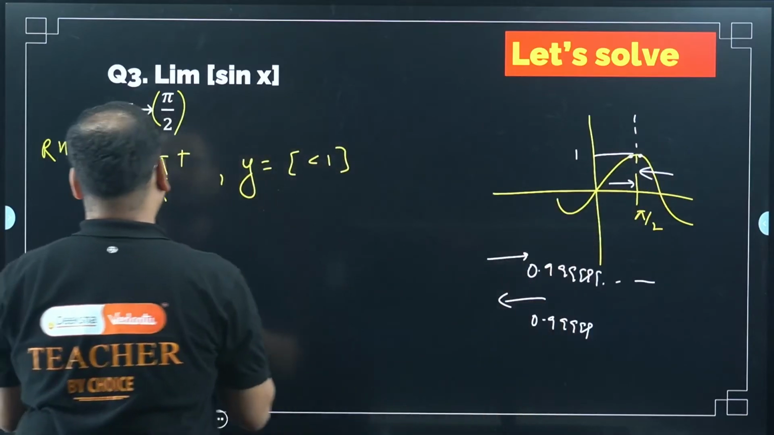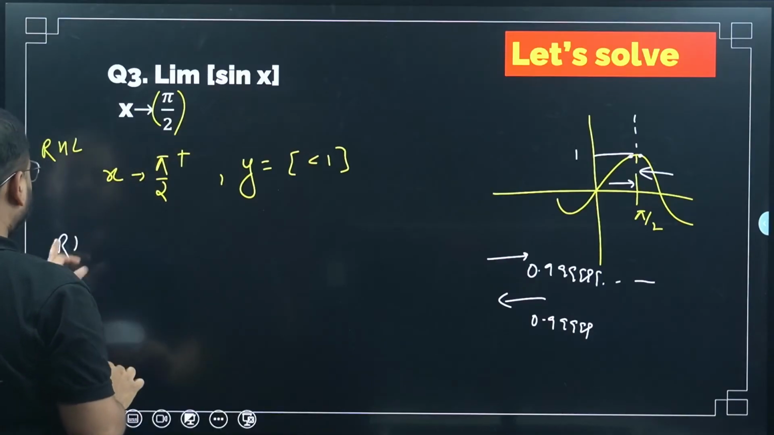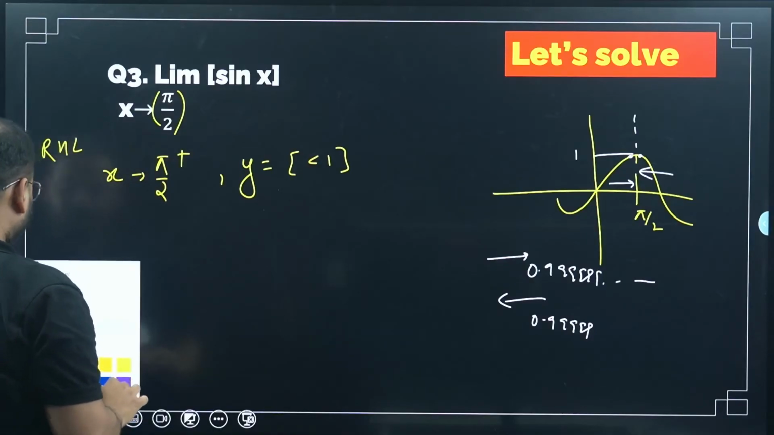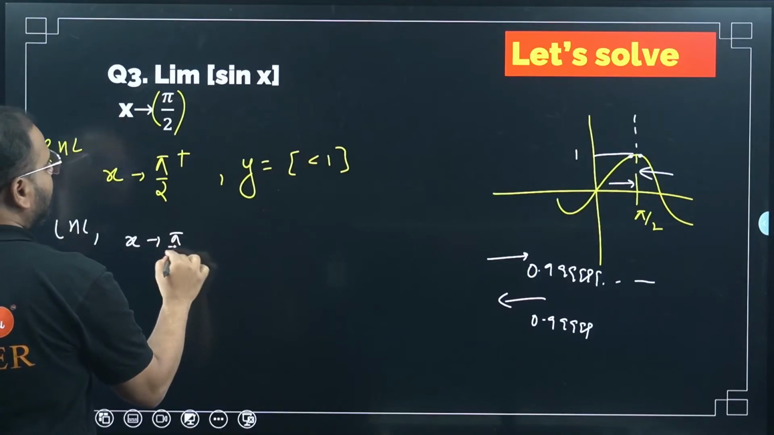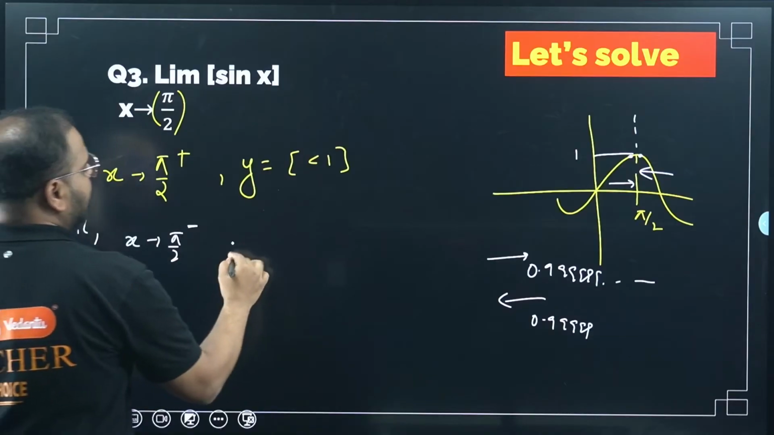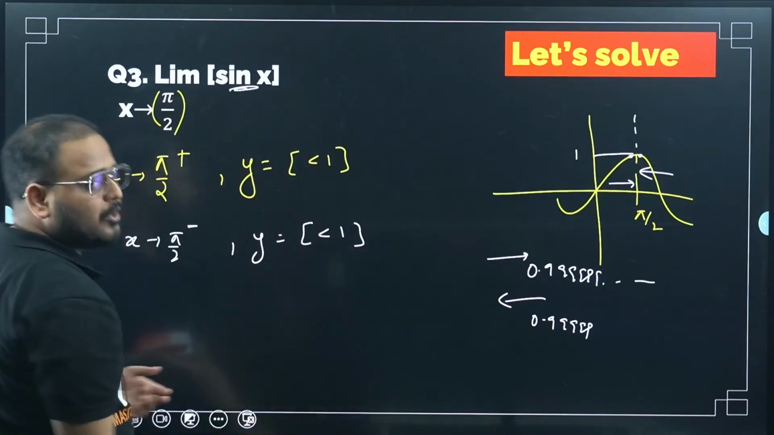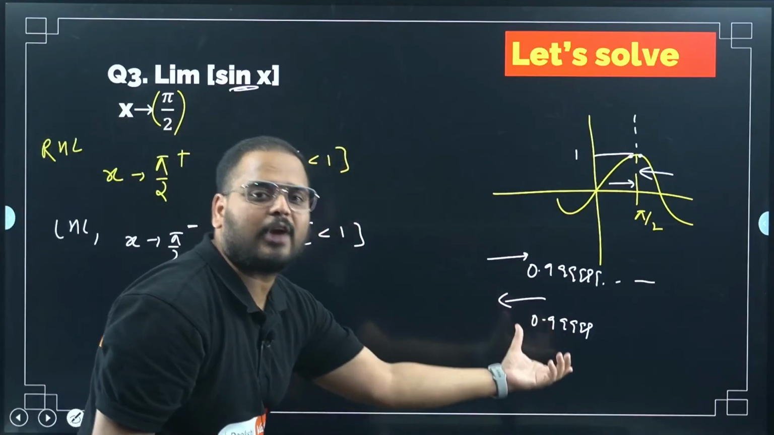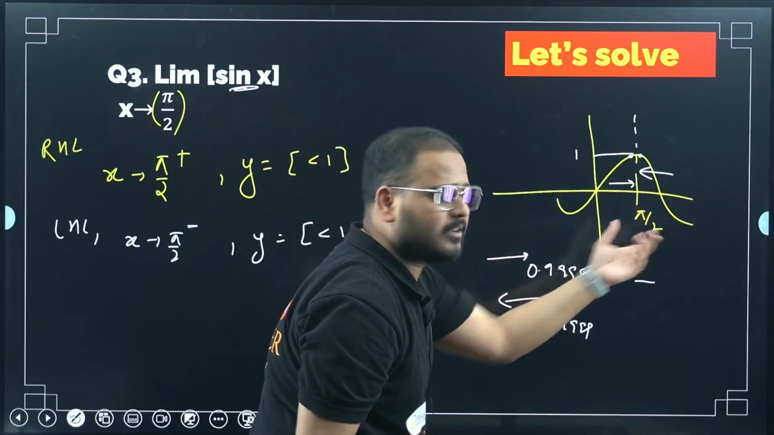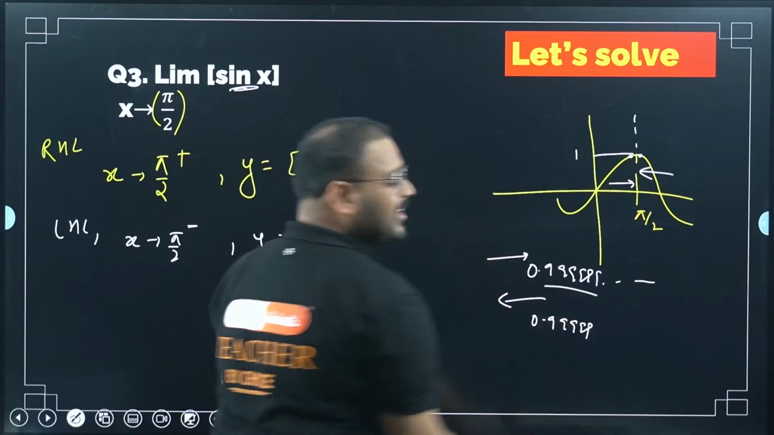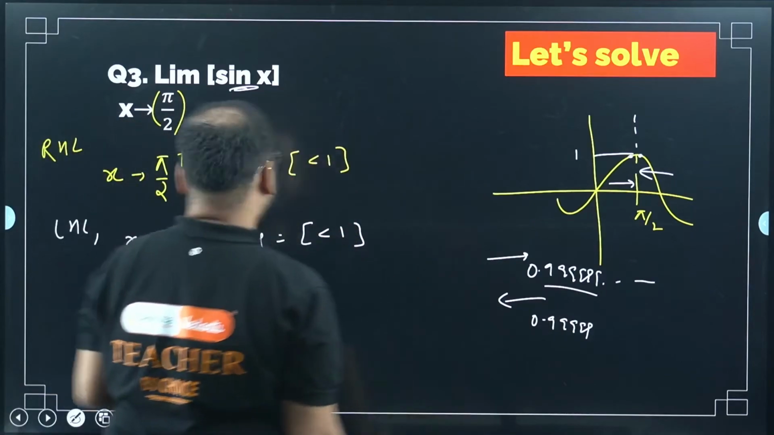So even for LHL, I already wrote RHL here. When x tends to pi by 2 from the left hand side, I get y as something less than 1, because sin x will be less than 1. Either you take left of pi by 2 or right of pi by 2, right before or right after, the value will always be something like 0.9999. So it will be less than 1. So what happens if you take GIF of something less than 1?